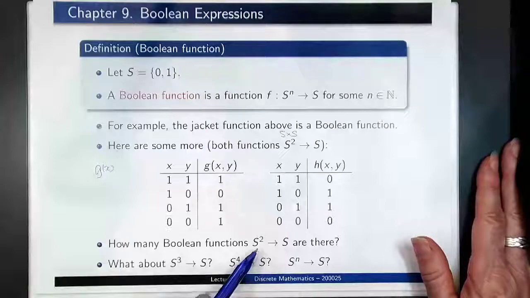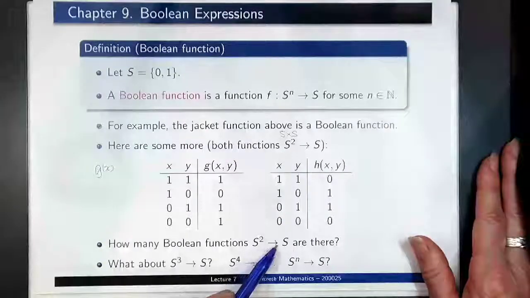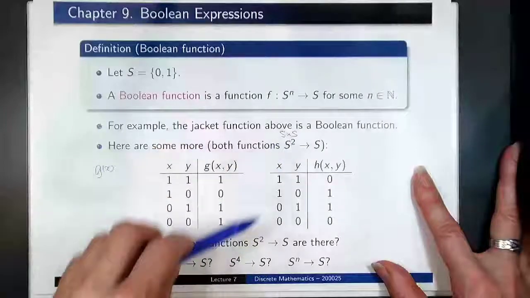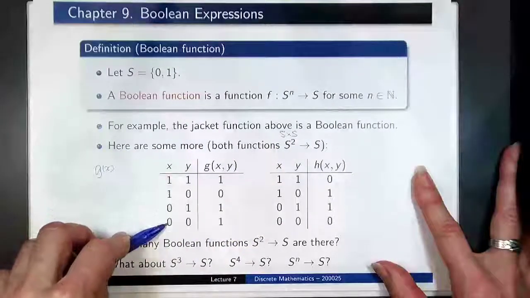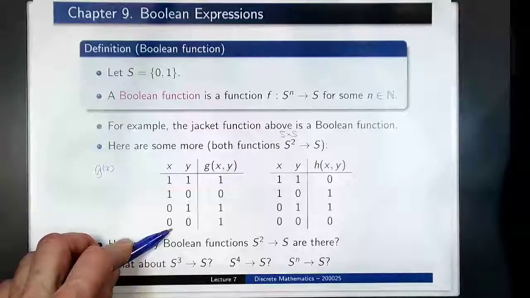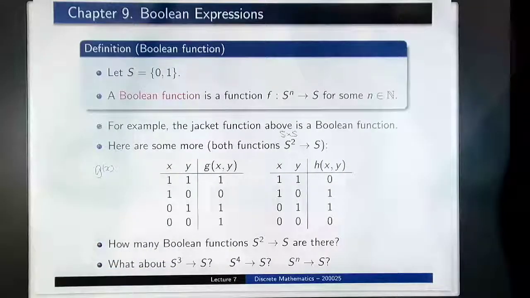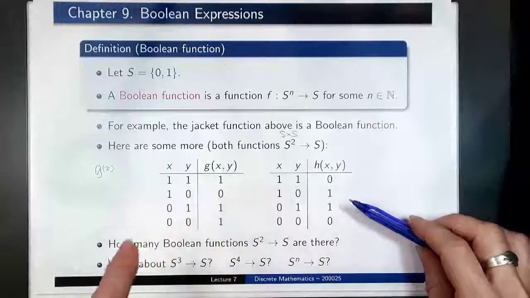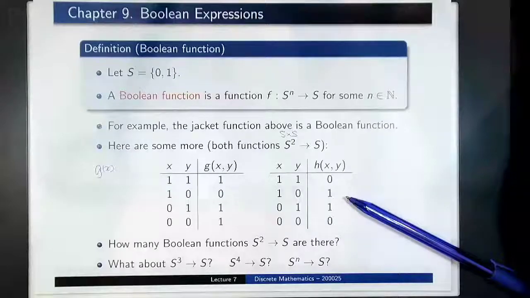Now, how many Boolean functions from S squared to S are there? That's functions of this sort. S squared is S cross S, so there's only 4 possible inputs. The domain has only 4 elements. How many Boolean functions are there? G and H aren't all of them. I could write out a few more. How many are there? There's clearly 2 at least, because there's 2 there.